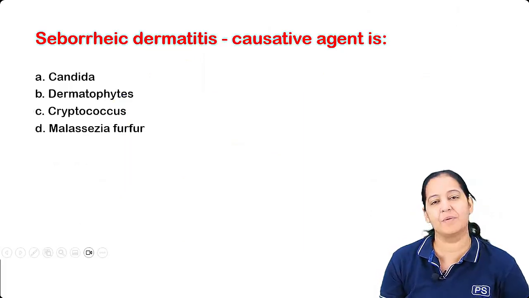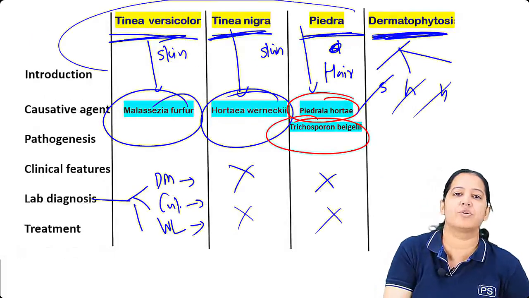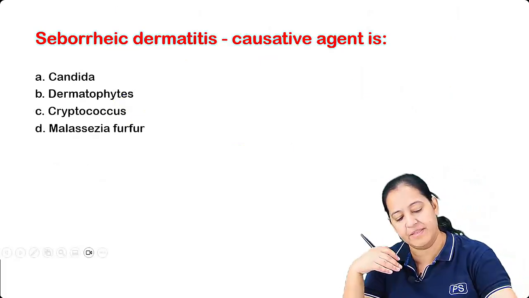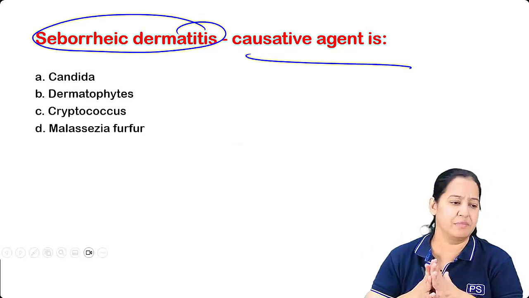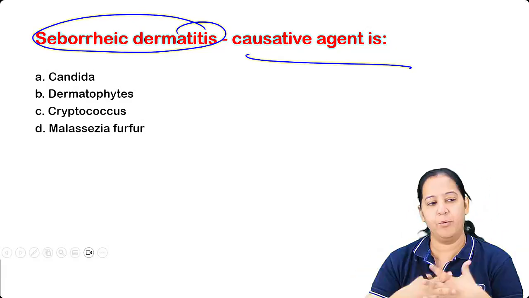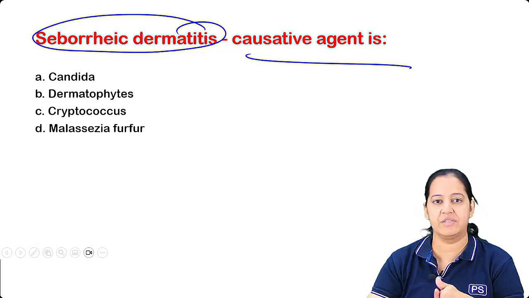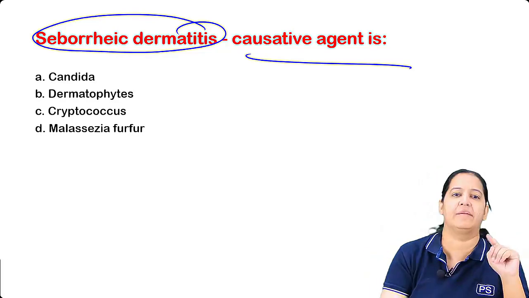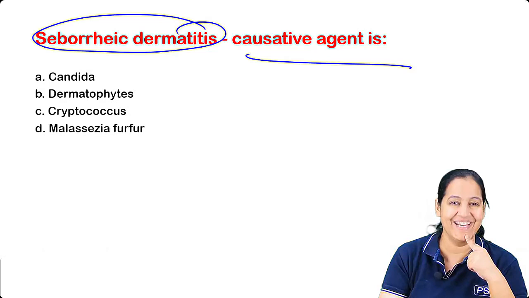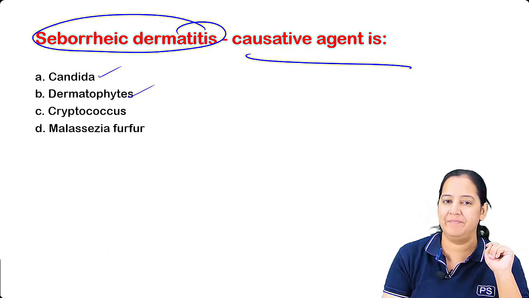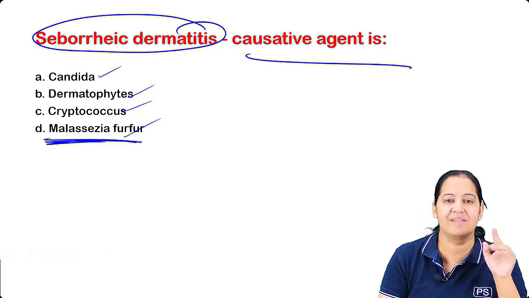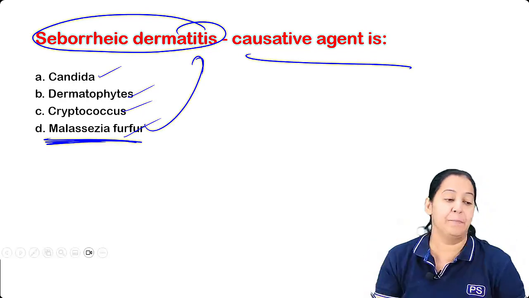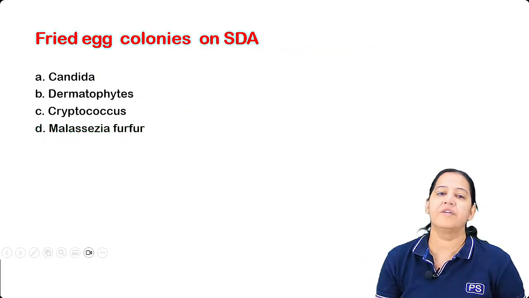So before I come on to the dermatophytosis, let's solve some questions on these three. Read the question and tell me the answer. Seborrheic dermatitis ka causative agent. You get simple questions from the fungus. So seborrheic dermatitis is caused by which agent? Quickly, I don't have time. Is it Candida, dermatophytes, Cryptococcus or Malassezia furfur? Obviously, it's Malassezia furfur. Malassezia furfur causes dandruff. That is seborrheic dermatitis. Okay, read the next question.